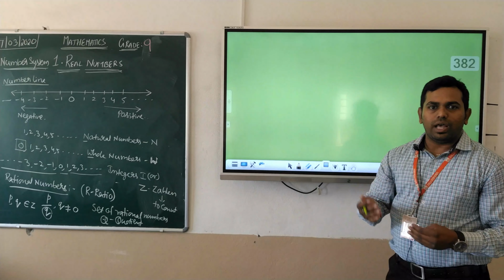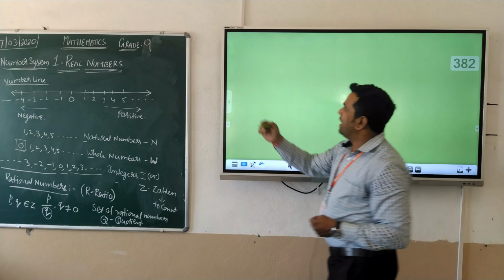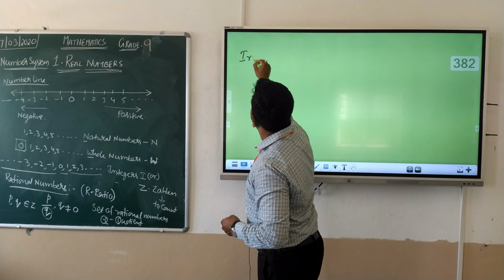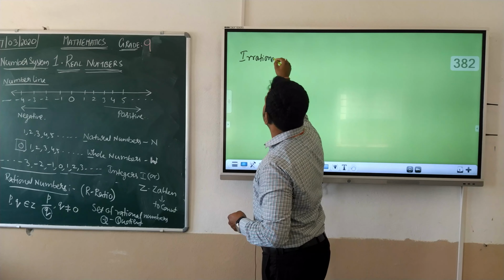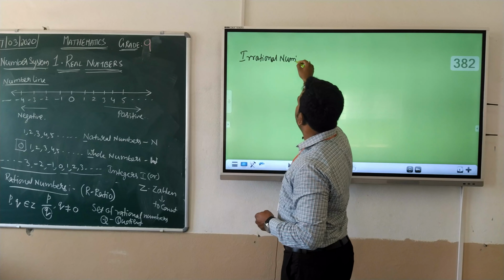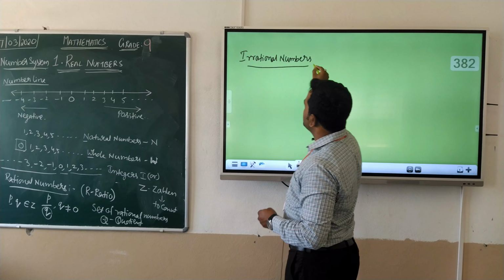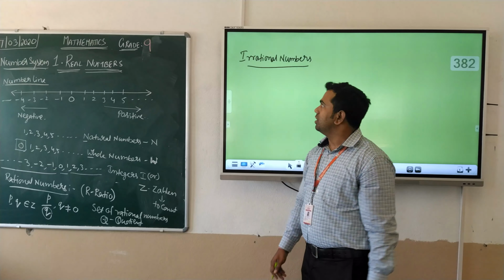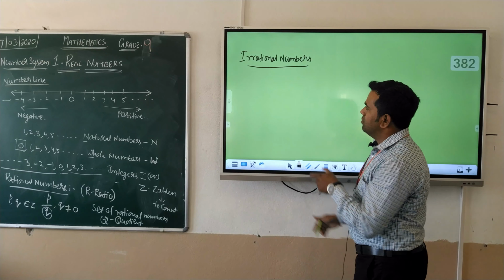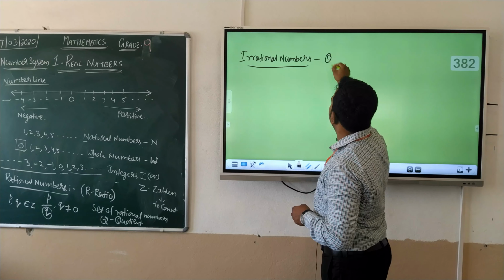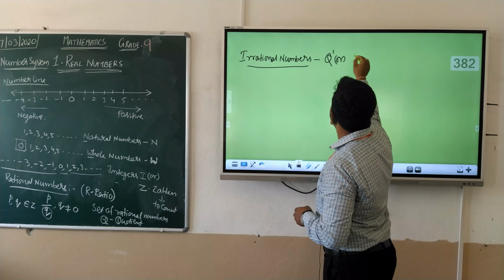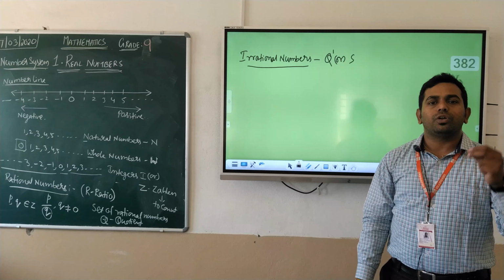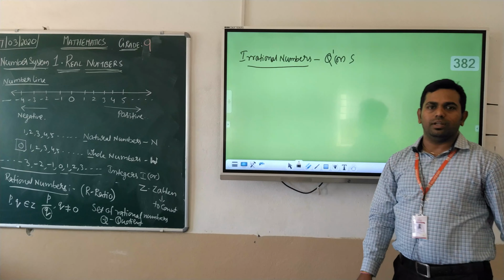We have another set of numbers called irrational numbers, which are not rational numbers, which are not in the form of P by Q. We are going to deal with them in the coming chapter. So in this chapter, we are going to learn the coming topics. What are these irrational numbers? Generally, irrational numbers are denoted by Q dash or S. For the time being, you can understand that numbers which are not rational are called irrational numbers.